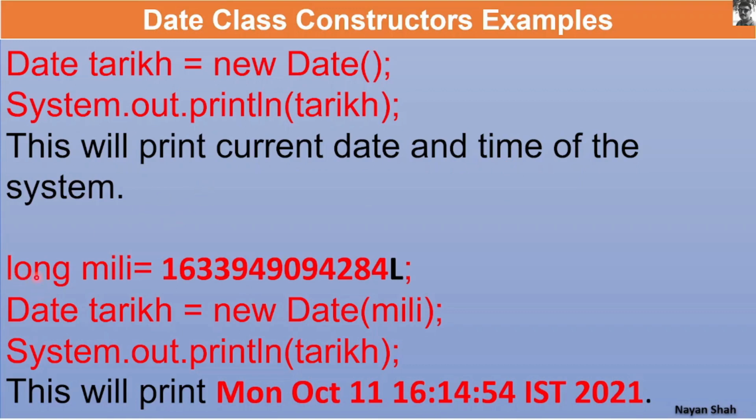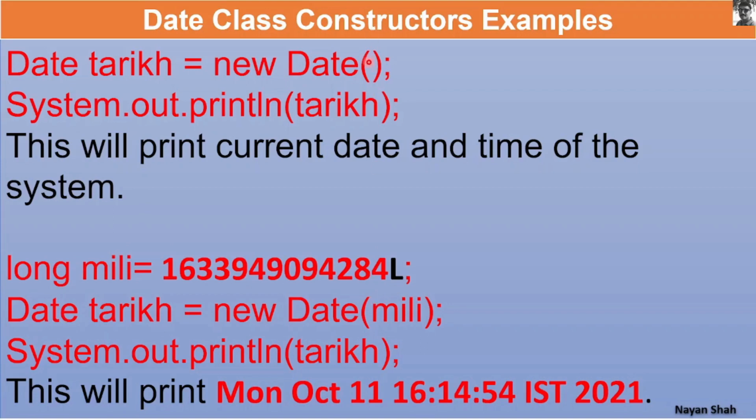Second constructor we use, there we take one variable of type long, and the name of the variable we say milli. It can be anything, but because we are storing some milliseconds in this, we say long milli is equal to, we are storing this big value, 1633949094284, and then L. This L indicates this is a long value. So this L is a must. You store this number into milli, which is milliseconds, and then you create an object, Date tarikh is equal to new Date with milli in brackets.